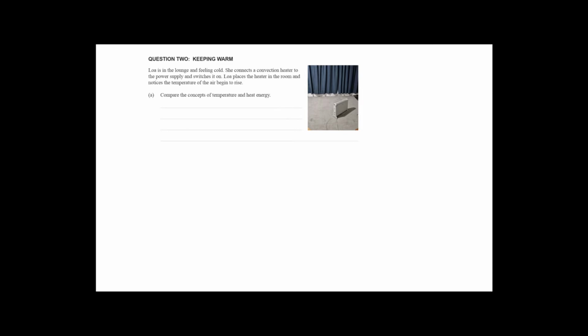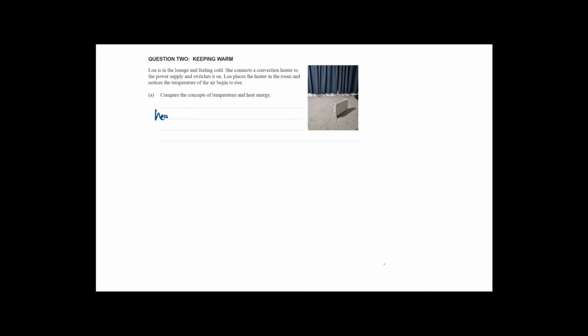Question 2, keeping warm. Laura is in the lounge and feeling cold. She connects a convection heater to the power supply and switches it on. She places the heater in the room and notices the temperature of the air begin to rise. The air itself will begin to rise as well. Compare the concepts of temperature and heat energy.